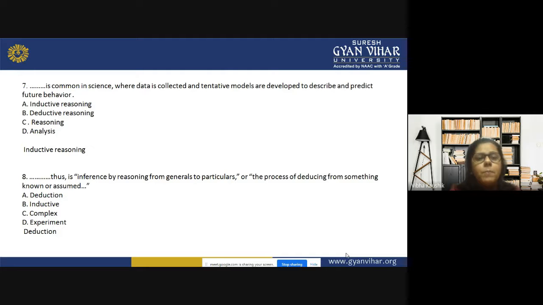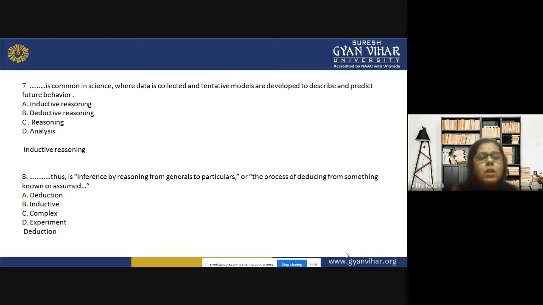Now the seventh one: dash is common in science. It is common when we are teaching science, where a lot of data is collected, and tentative models are developed to describe and predict future behavior. When data is collected, some tentative models will be developed, and on the basis of those tentative models, we will be able to describe and predict what the future behavior can be.